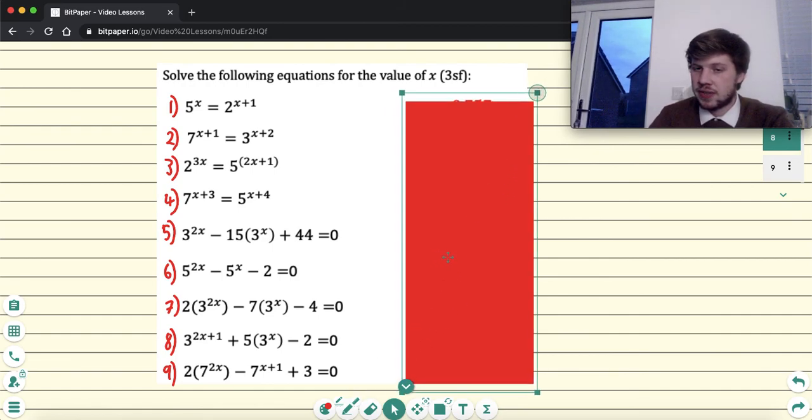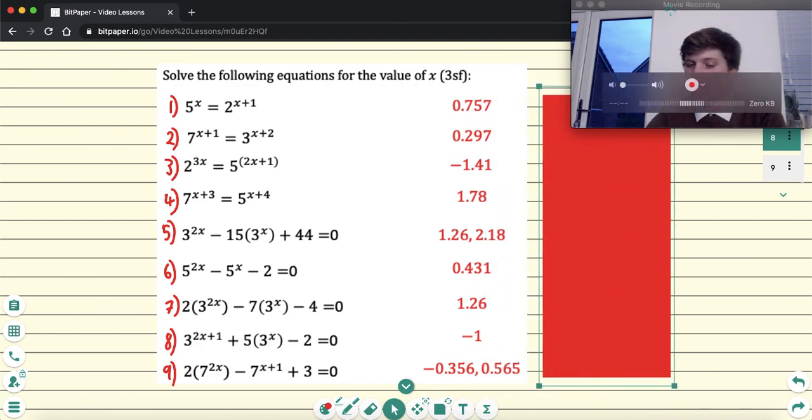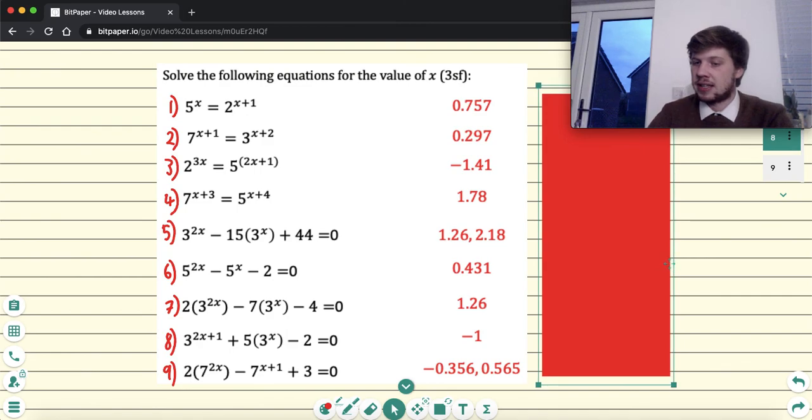Okay, and I'm just going to show you the answers so that you can mark them yourself. You may get a few rounding errors, but I'm not too worried about that. As long as your answer is in that ballpark, I'm pretty happy.